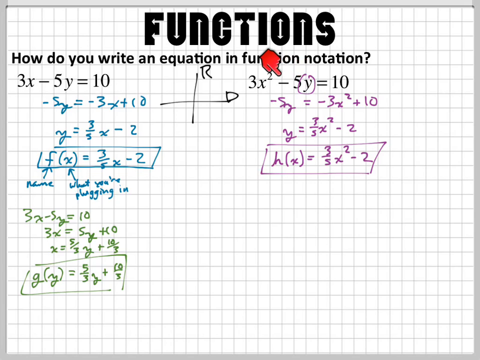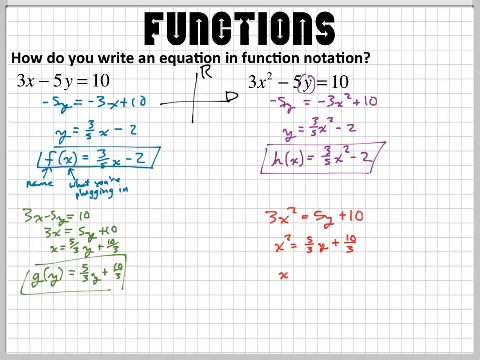Let's make a function of y out of this. Okay, let's do that. Let's see. We gotta move the y over, right? So we have 3x squared equals 5y plus 10, and then we have to divide everything by 3. So we get x squared equals 5 over 3y plus 10 over 3, and then what do we have to do to get that x alone? Square root.